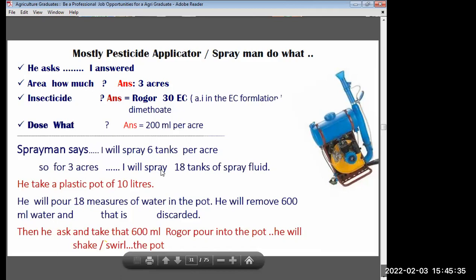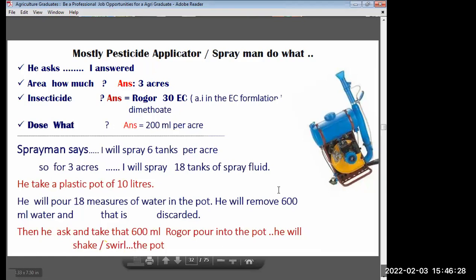Eighteen small measures, dappa in Malayalam, I don't know, small measure. He put 18 measures into the 10 liter pot, and he put 10 liters of water and removed 600 ml of water outside. Because for 3 acres, we have to pour 600 ml of Rogar. So he removed 600 ml water and added this 600 ml of pesticide. Then he asked me to take the 600 ml Rogar and pour it into the plastic pot. And he just shook the pot.